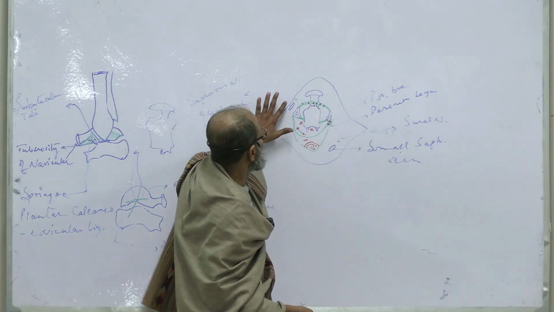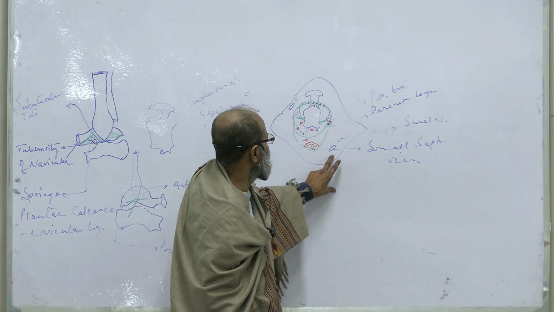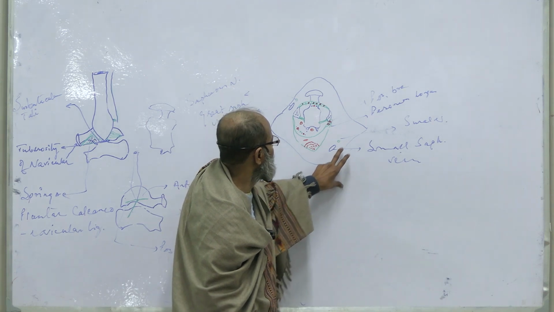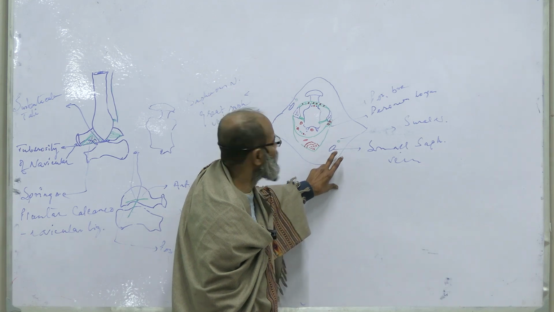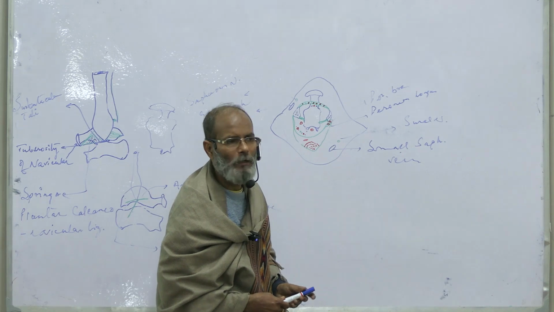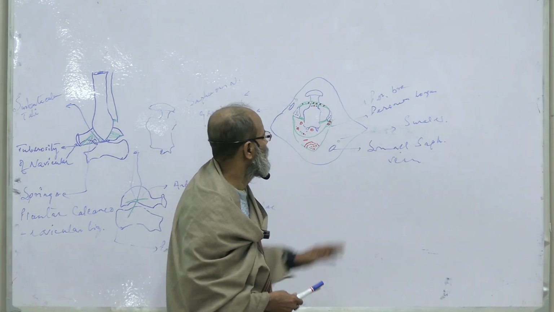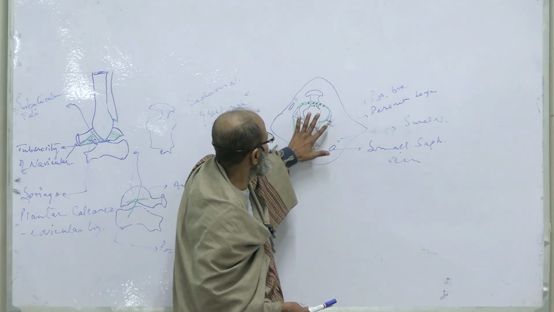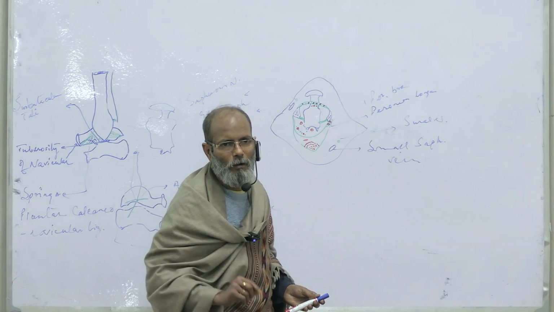This is the great saphenous vein on the medial aspect. This is the saphenous nerve. And the posterolateral aspect is the small saphenous vein and the sural nerve. Small saphenous vein and the sural nerve. All right. This is peroneus brevis. This is peroneus longus. Draw it.